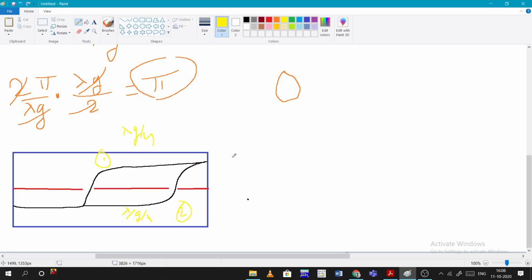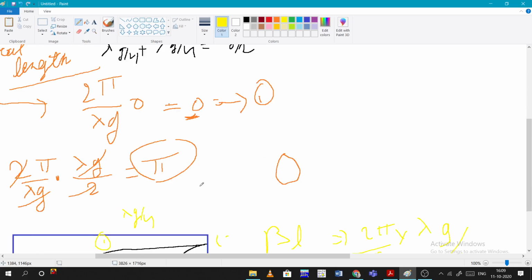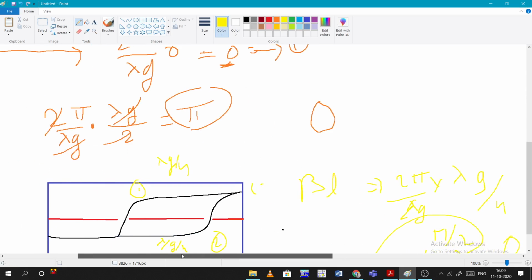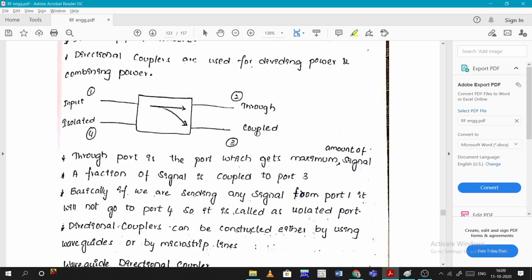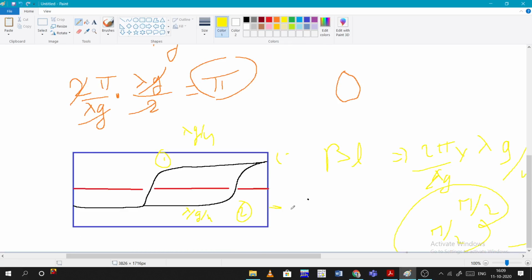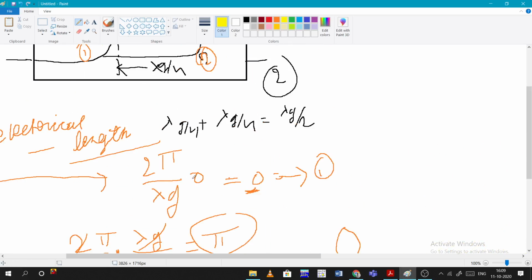Okay, so how to find the same beta L: when you calculate 2 pi by lambda g into lambda g by 4, it will be pi by 2. For the second signal also it will be pi by 2. When you find the difference between those two, it will be 0. That means they will get added. That's why it is called coupled port.